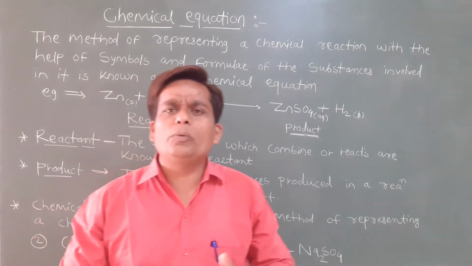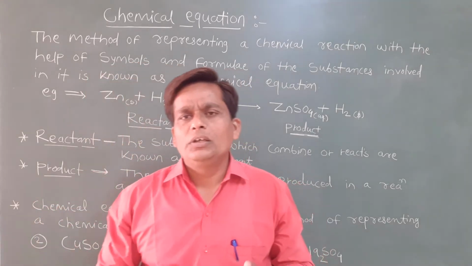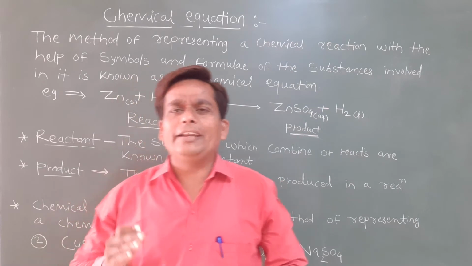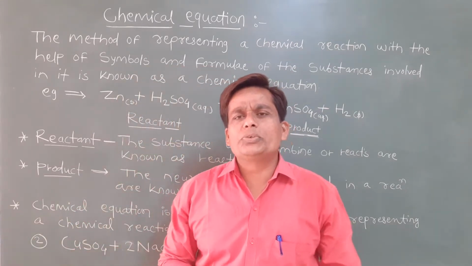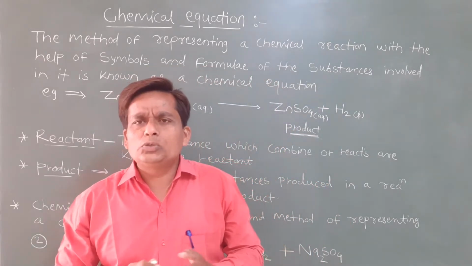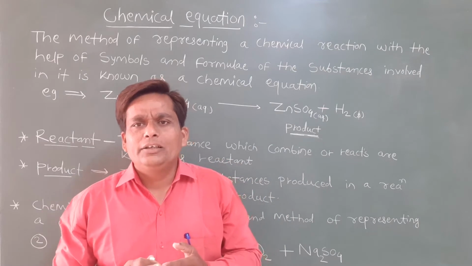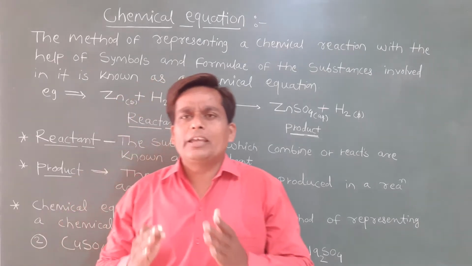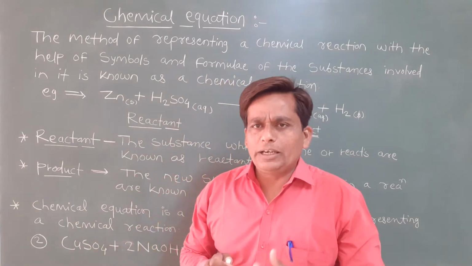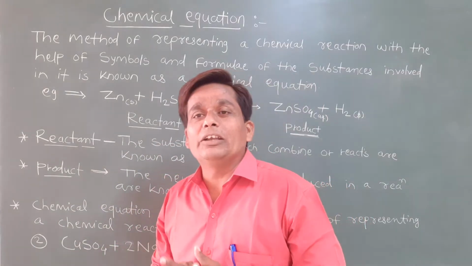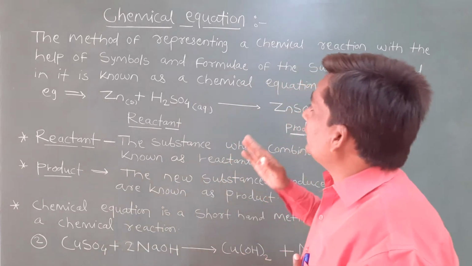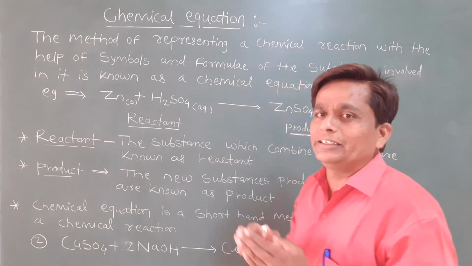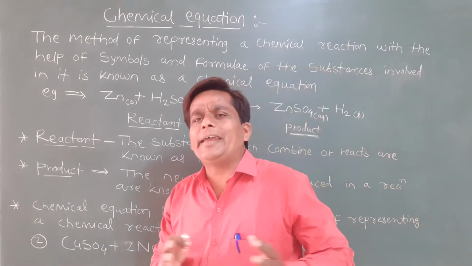There are so many chemical reactions you already know, such as rearrangement reaction, addition reaction, substitution reaction, and elimination reaction. All these reactions we can show with the help of a chemical equation. Let me discuss what a chemical equation is. Actually, a chemical equation is one method to represent any chemical reaction.